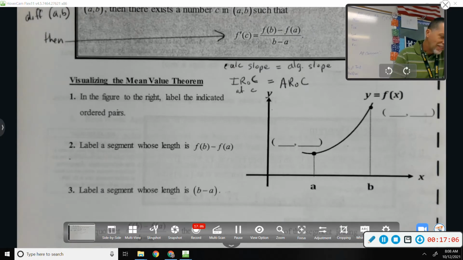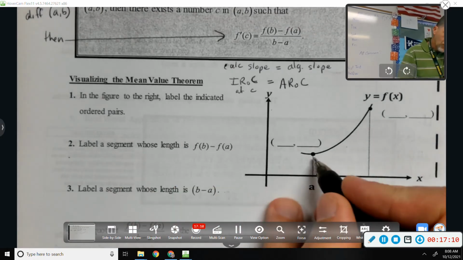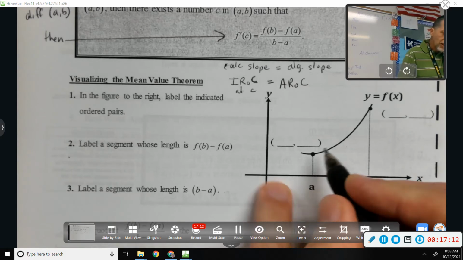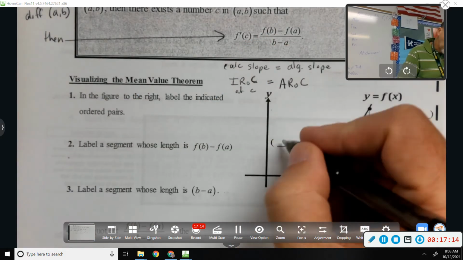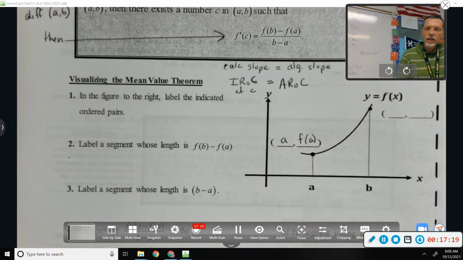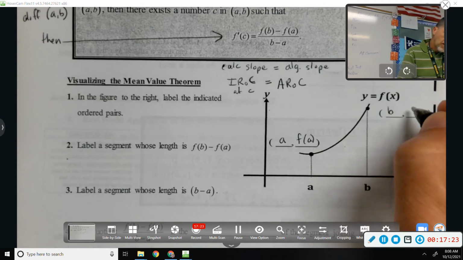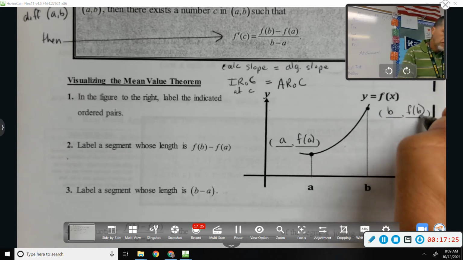Let's do it. In the figure to the right, label the indicated ordered pairs. So this ordered pair, and let's label them with this notation. The x value is a, the y value would be f of a. The x value is b, the y value is f of b.